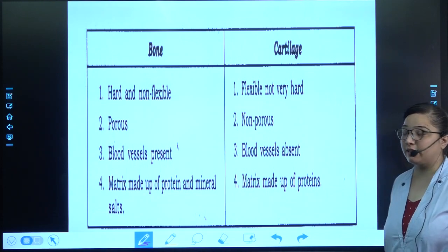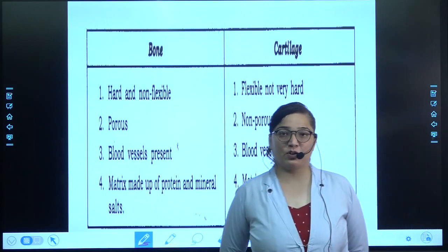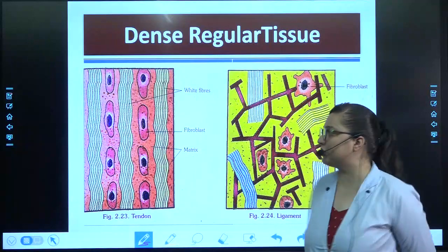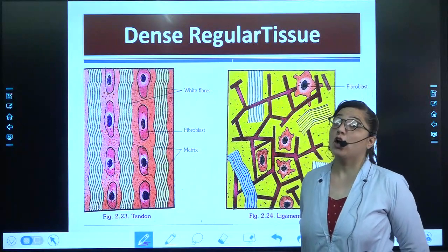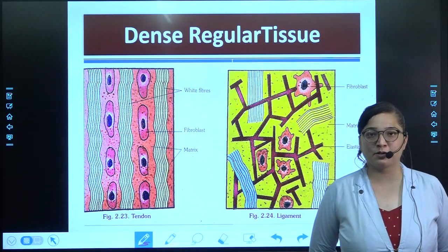I hope you have read the content on bone and cartilage. Now again, the dense regular tissue. I am giving you 1 minute to analyze the tendon and ligament. You will be able to differentiate between the two just by looking at the diagrams. Okay, quick.